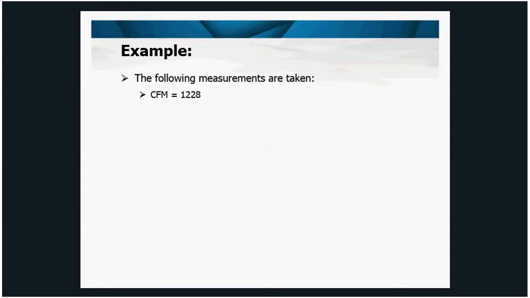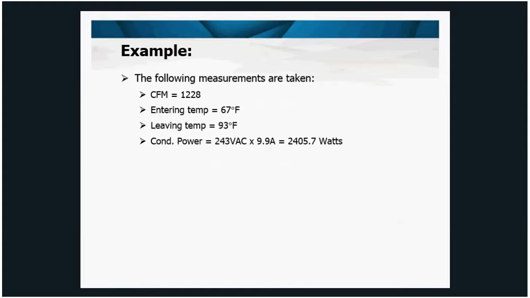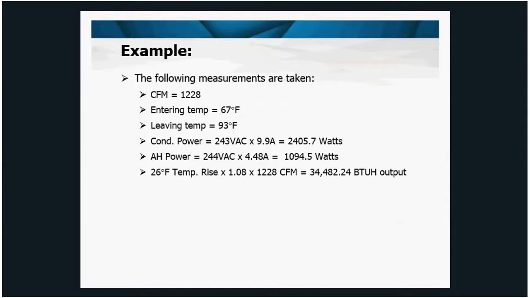So if we measure 1228 CFM in this particular heat pump, and we get the entering temperature of 67, the leaving temperature of 93, we find out that our outdoor unit has 2405 watts, the air handler has 1094 watts, and we have a temperature rise of 26 degrees, and we figure out that we have an output of 34,482.24 BTUs. That's how much heat is being produced by the heat pump.